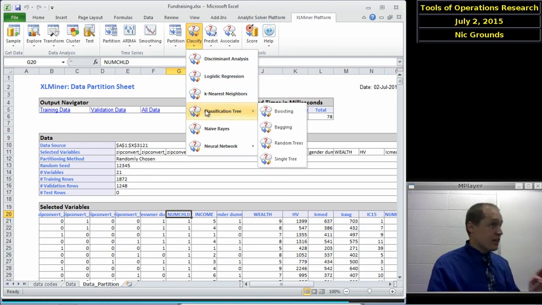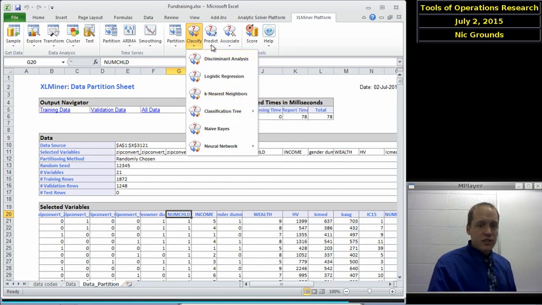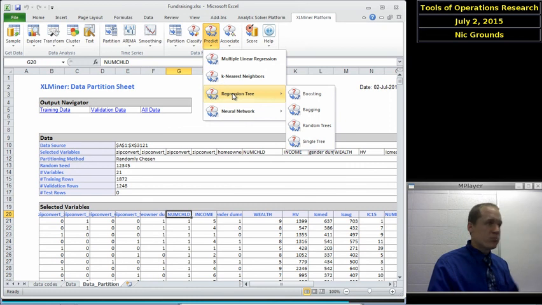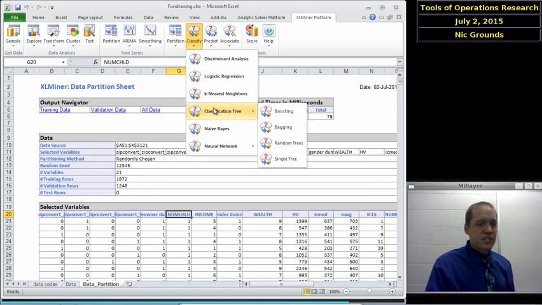Now, classification and regression trees is the algorithm. You'll actually see under the predict button something called regression tree. Same algorithm. Whether it's used for prediction, also called regression, is when you're wanting to predict a numeric result, versus classification, where you're wanting to classify or guess a categorical result.